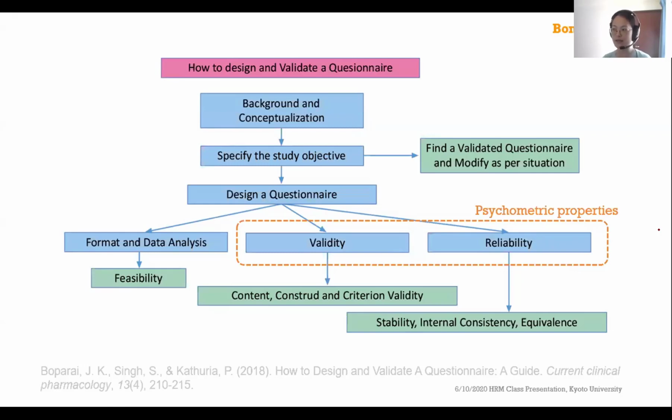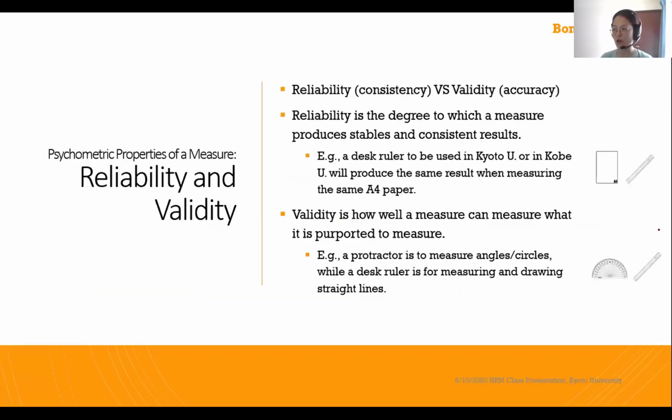So later when I say they are testing psychometric properties, you know what I meant. It's referring to validity and reliability. So I just want to quickly brief you about what's the difference between these two, because for me it was a little bit confusing before, so I tried to figure it out with my own terms.